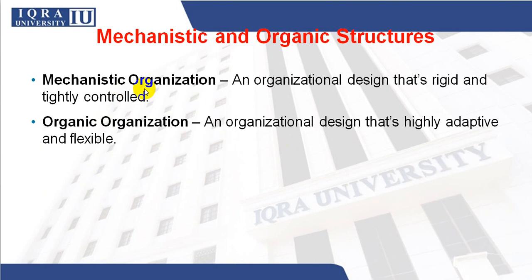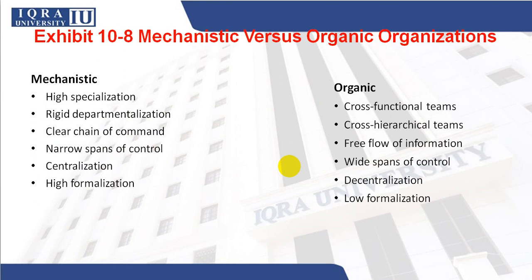A quick snapshot of what mechanistic and organic structures are. If we talk about mechanistic, these are organizational designs that are rigid and tightly controlled, highly rules and regulation oriented, standardized, formalized. If we talk about organic organizations or organic structure, this is the design that's highly adaptive and flexible. We can also observe decentralization in this structure.